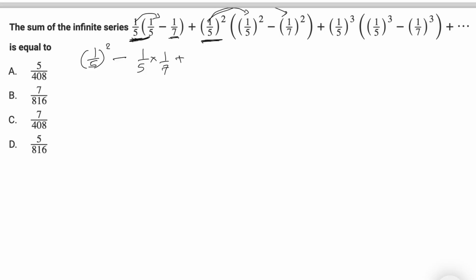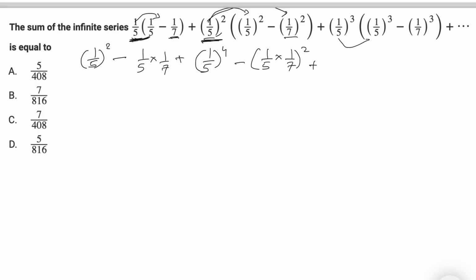So 1 by 5 square when multiplied by 1 by 5 square, I will get 1 by 5 raised to 4. Minus 1 by 5 square into 1 by 7 square is 1 by 5 into 1 by 7 the whole square. I have simply used the properties of indices: a raised to m into b raised to m is a into b the whole raised to m, right?